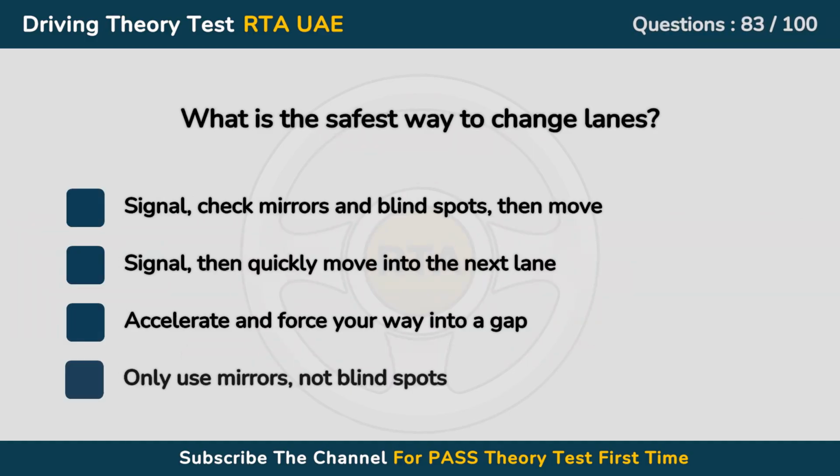Question 83. What is the safest way to change lanes? A. Signal, check mirrors and blind spots, then move. B. Signal, then quickly move into the next lane. C. Accelerate and force your way into a gap. D. Only use mirrors, not blind spots.